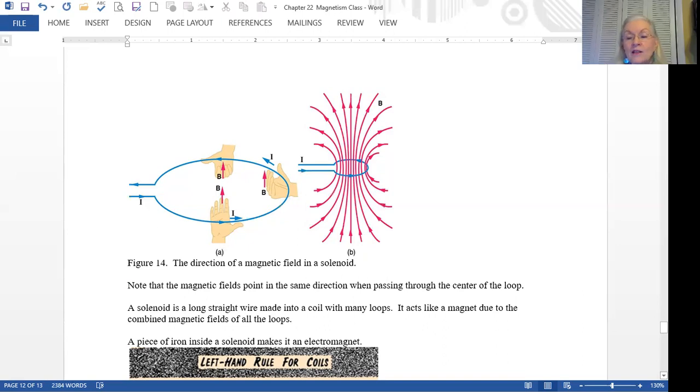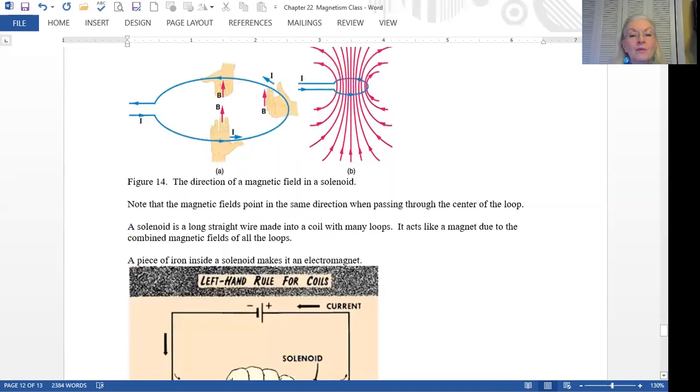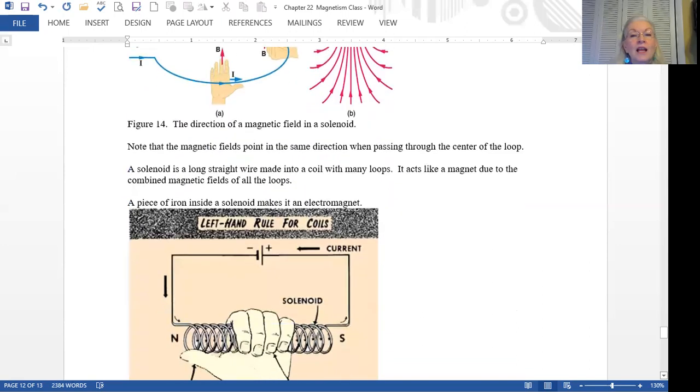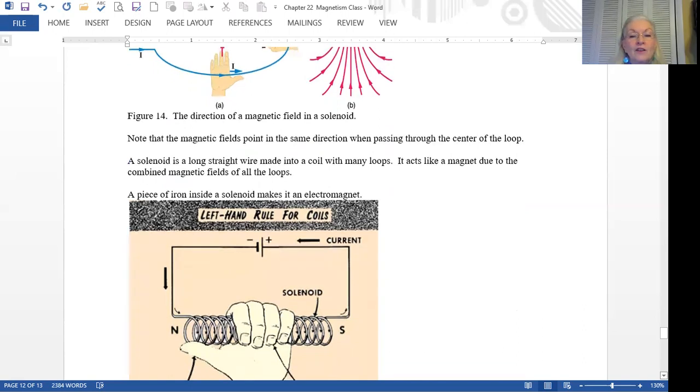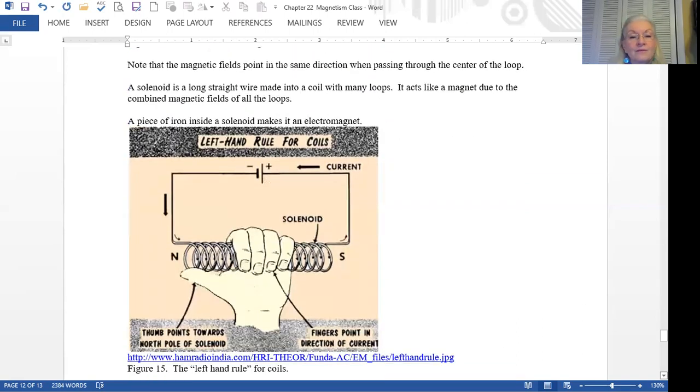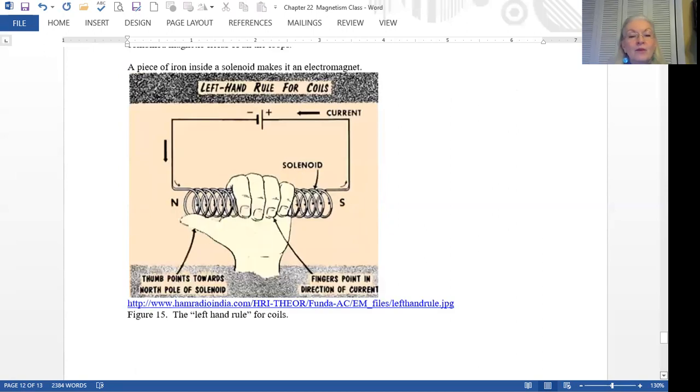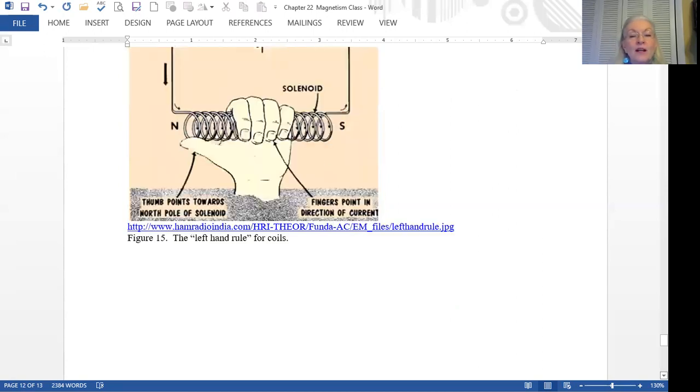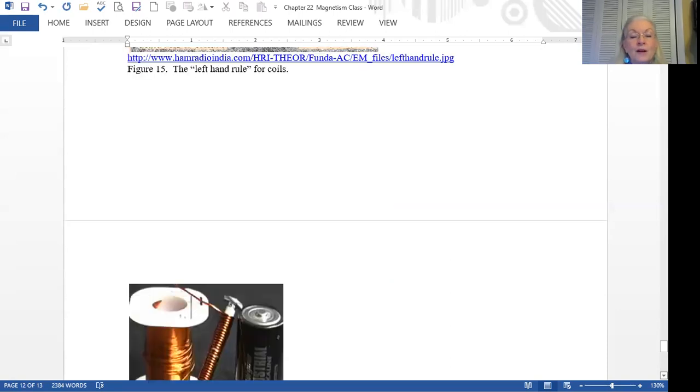And that leads us to the capability of being able to make electromagnets. If you take a piece of iron in the middle of all of that, it'll reorient the magnetic domains in the iron and you'll make your electromagnet even stronger. You don't need to remember the left-hand rule. It was just a way to show you which way the North Pole in the solenoid is going to point, but I'm not going to ask you that.